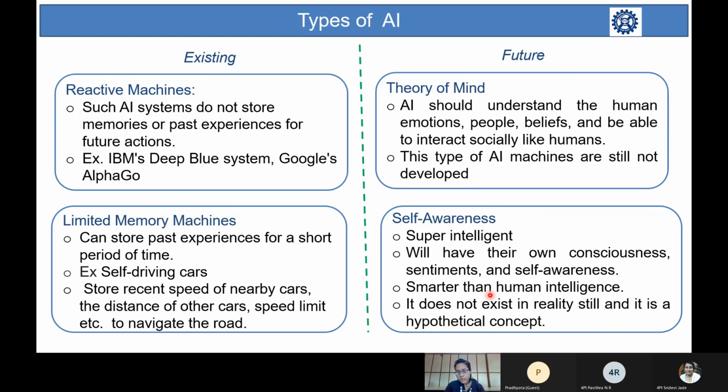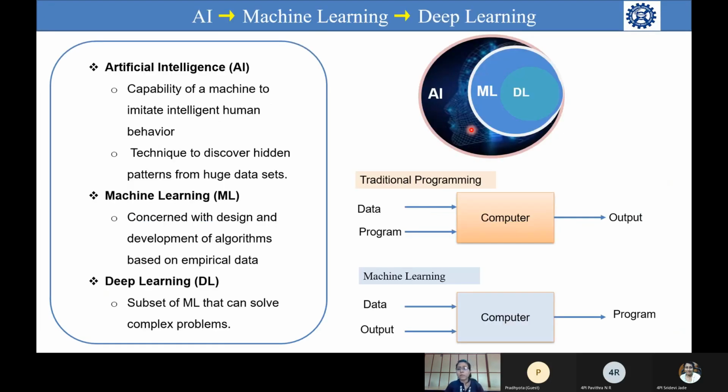As an example, suppose I want to go somewhere with a driverless car, and I inform the car where I want to go, but that car has enough consciousness that it doesn't want to drop me there. It will drop me at the place where it wants. So you can imagine how intelligent it is. These both are future concepts. Now we will see two other terms, machine learning and deep learning, what those are and how these two are related to AI.